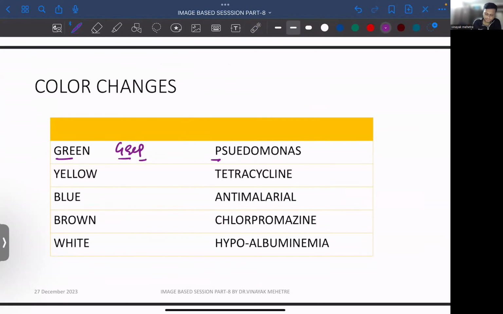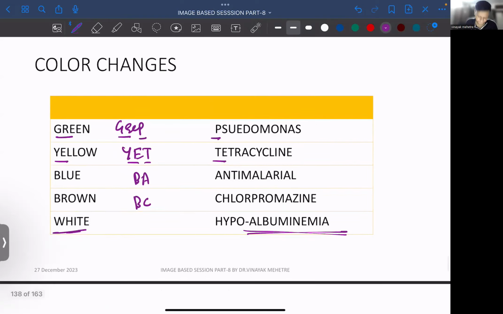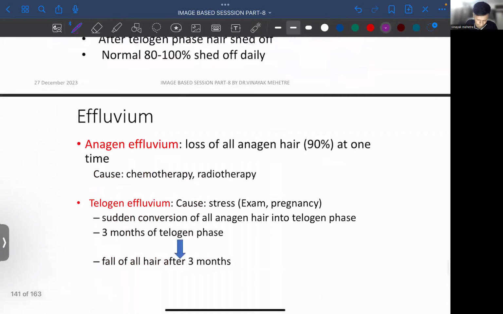Yet, tetracycline, right? BA, BC, no, white albuminemia का ही मतलब होता है white, right? GRAPE, yet, BA, BC. Okay, एक बार याद कर लो, बाद में भूल जाओ. This has one liner से ये क्वेश्चंस आ चुके हैं. ठीक है.